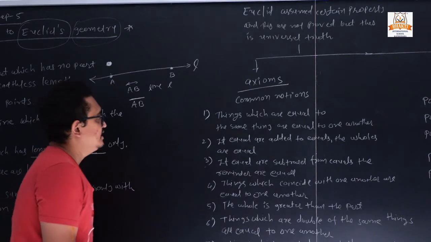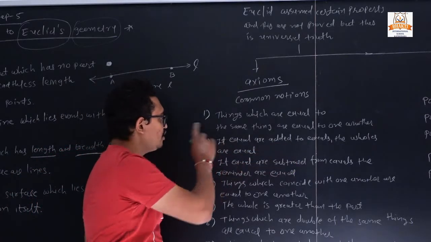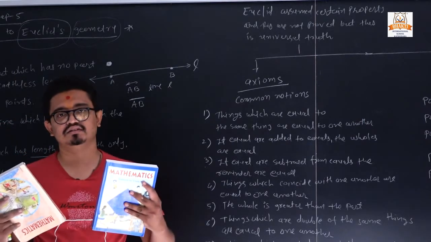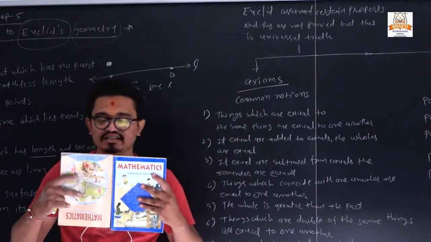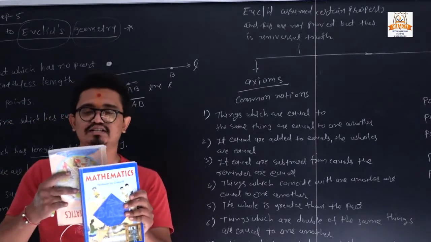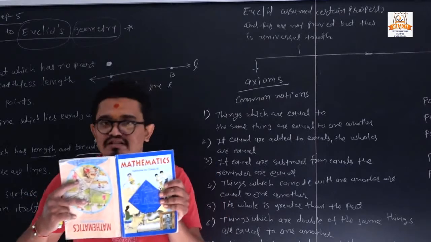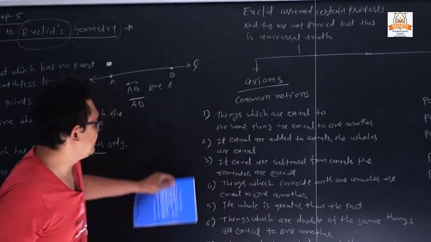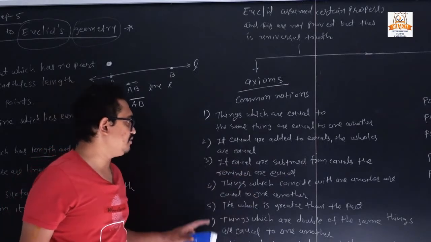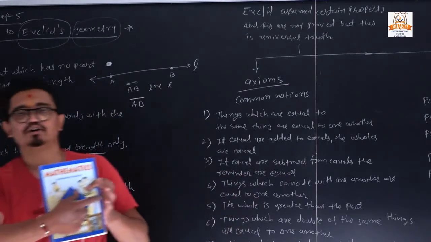Next, if equals are added to equals, then the wholes are equal. So it means what? Suppose we have two books. Clear? And I am joining this book. So it means what? Equal. Suppose this book's size and this book's size are equal, and if we join them, it means equal plus equal. Next, third, if equals are subtracted from equals, the remainders are equal. Suppose we can divide this book into two parts.